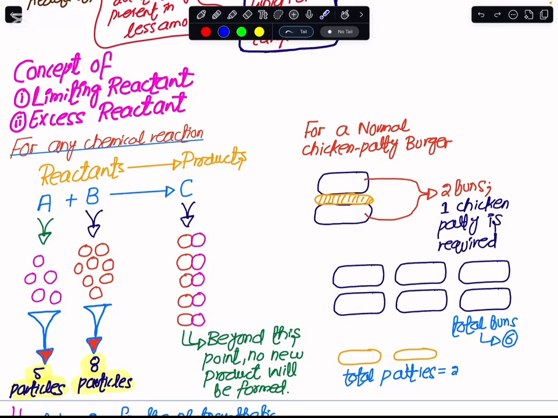So you see that beyond four buns, the extra burger buns that we have got would become excess. And in this example, the chicken patties are the ones that have determined the rate of reaction, not the buns. Initially, when we had only one bun, the bun was limiting. But later, when the number of buns has increased to this amount, my chicken patty would become limiting, and the buns would become excess.